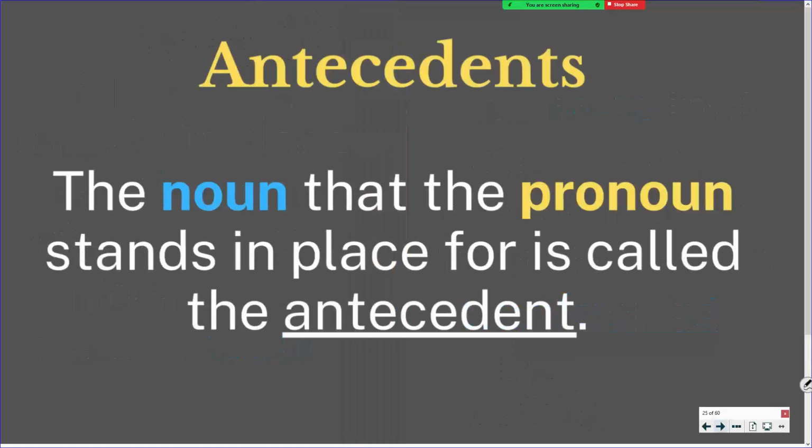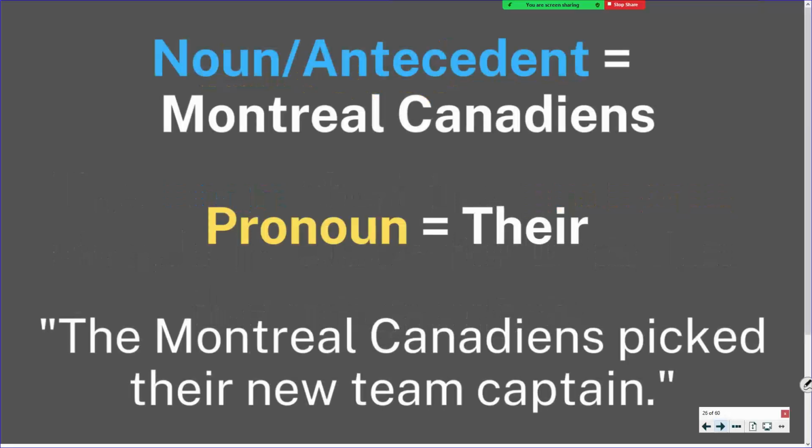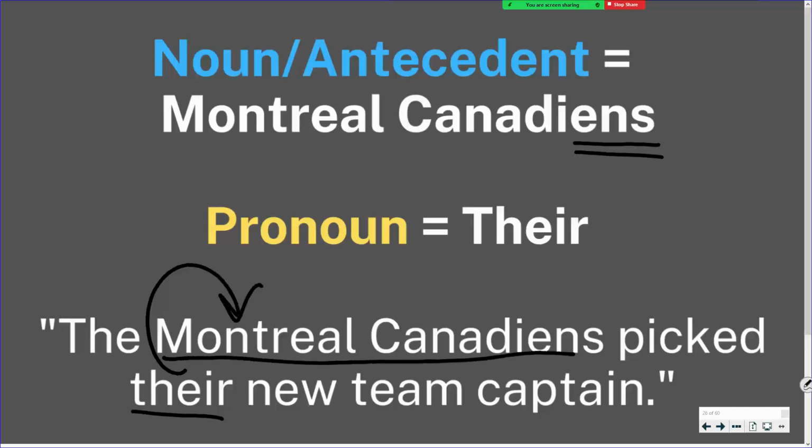So every pronoun has an antecedent, right? And so the noun that the pronoun stands in place for, that's your antecedent, right? And we'll see why this becomes important. My favorite hockey team is the Montreal Canadiens. The Montreal Canadiens ends in an S. We use a plural for them, okay? Because it's like an organization, but we're talking about the team, right? So the Montreal Canadiens picked their new team captain. And so the word their is a pronoun, and it refers back to this proper noun, Montreal Canadiens. Montreal Canadiens is a proper noun.